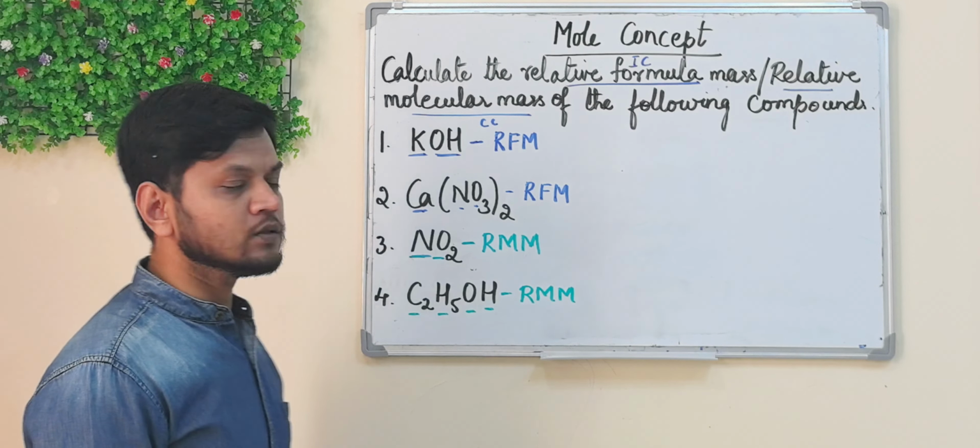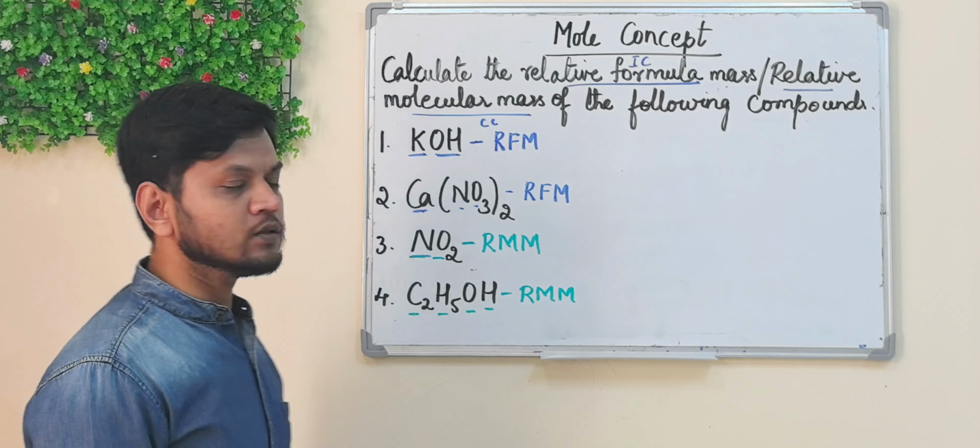Then I have to add plus, I have one oxygen, and one oxygen I multiply with its mass, and the mass given in the periodic table of oxygen is 16. Then again I will add plus, and I have one hydrogen, and each hydrogen has the mass of 1 unit. So now I have to calculate this, multiply all this and add up.